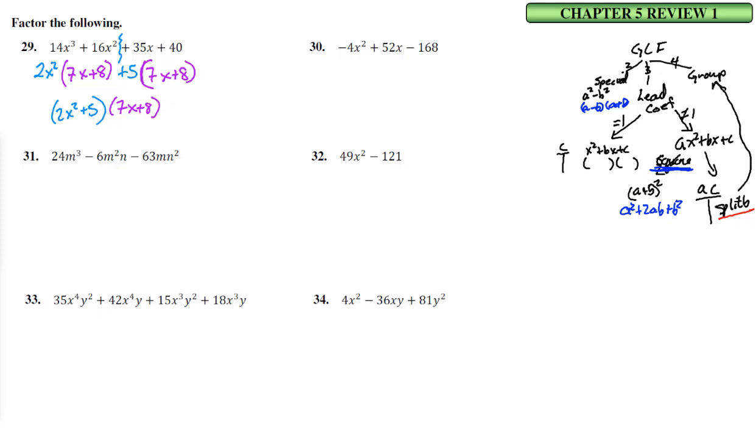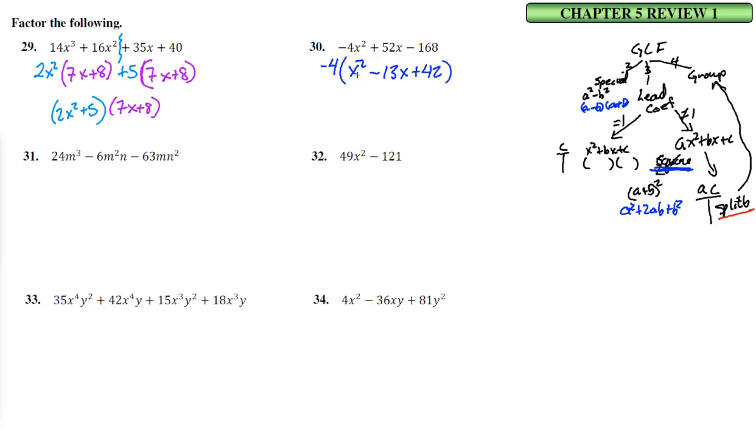All right, number 30. Negative 4x squared plus 52x minus 168. Is there a common factor there? Oh, they're all even, so at least a 2. Can a 4 go into it? I think so. A 4 going into everything would leave an x squared minus 13x plus 42.